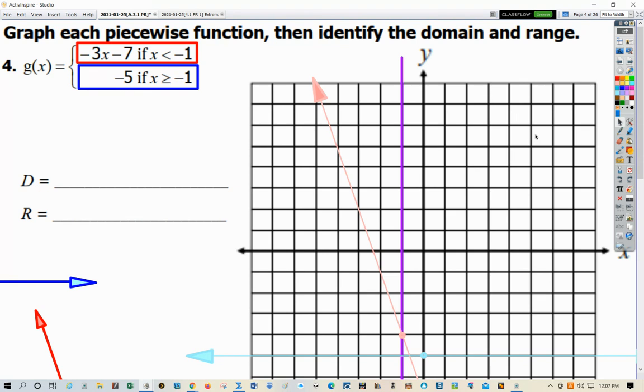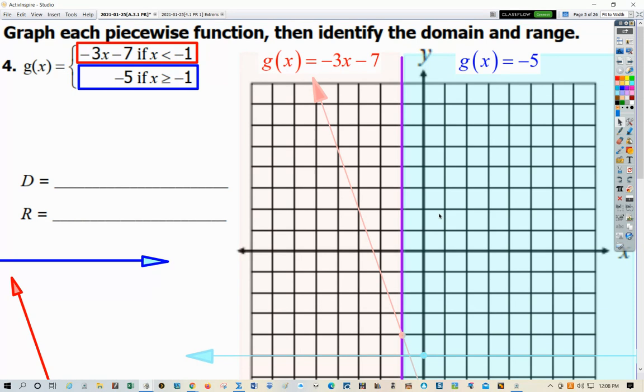Everybody see that? Okay, so it might be useful to think about it this way. Let's just shade everything over here red, because that's where the red piece lives. That's the domain of the red piece, all the x values to the left of our dividing line at x equals -1. We'll shade the entire region over here blue, just to remind ourselves that that's where we're graphing the bottom piece, which is g of x equals -5.